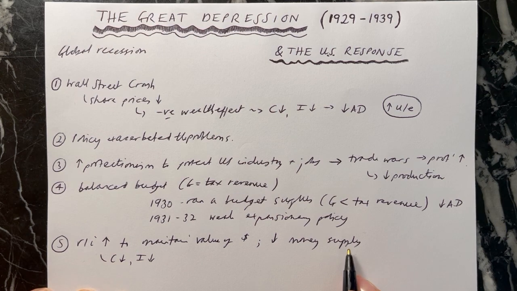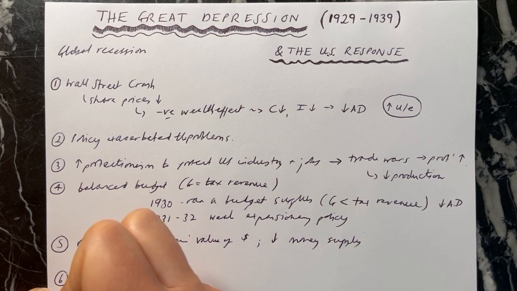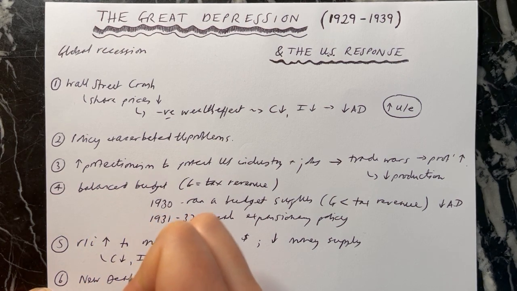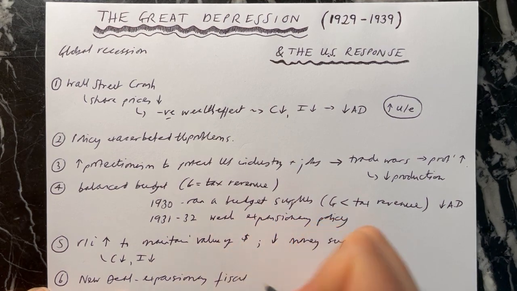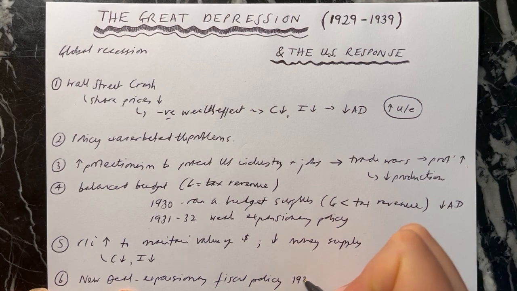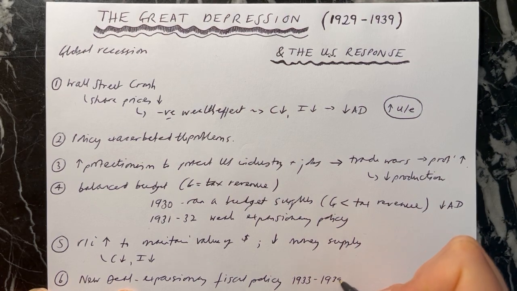What then happened was that Roosevelt introduced the New Deal. And the New Deal was about much more spending by the government. So this was expansionary fiscal policy. And it was at this point, when this was introduced from 1933 to 1939, that things started to improve. And some people think that it was the New Deal that got the US out of the Depression and also helped the Depression end globally.